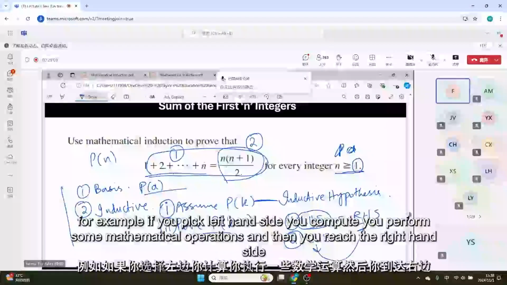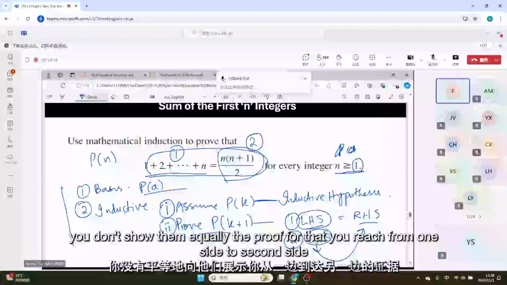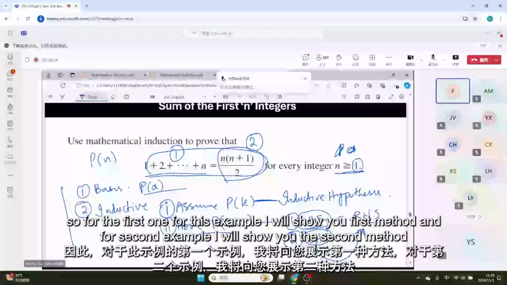For example, if you pick left hand side, you perform some mathematical operations, and then you reach the right hand side. Okay, you don't show them equal separately. The proof is that you reach from one side to the second side. So for this example, I will show you the first method, and for the second example, I will show you the second method.